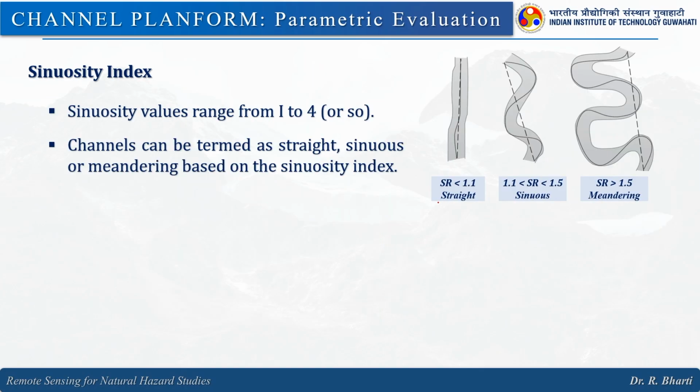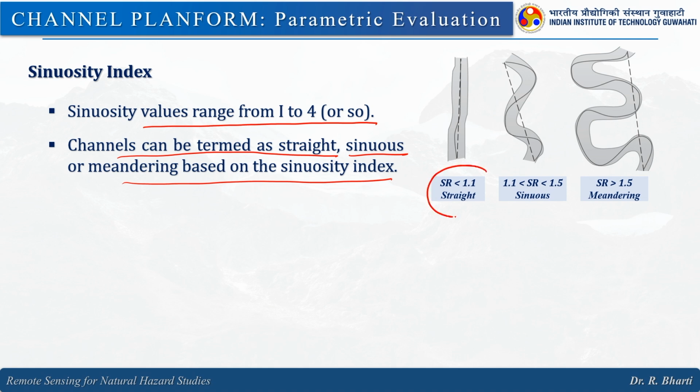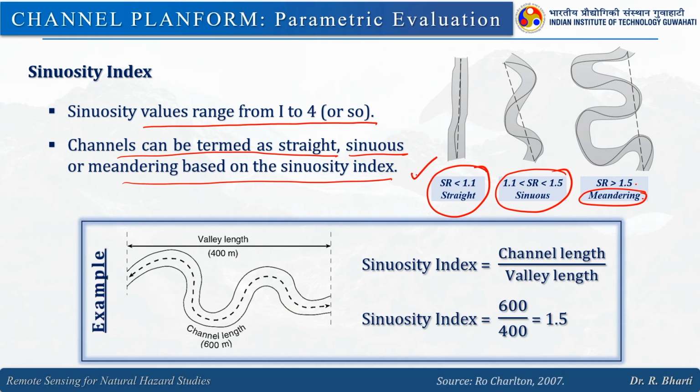So, here you can see that sinuosity values range from 1 to 4 and channels can be termed as straight, sinuous or meandering based on this sinuosity index. If the value is less than 1.1, it is straight. If the value is between 1.1 and 1.5, then it is sinuous, and if the ratio is greater than 1.5, then it is meandering. So, using this you can identify what type of river system you are looking at, right.